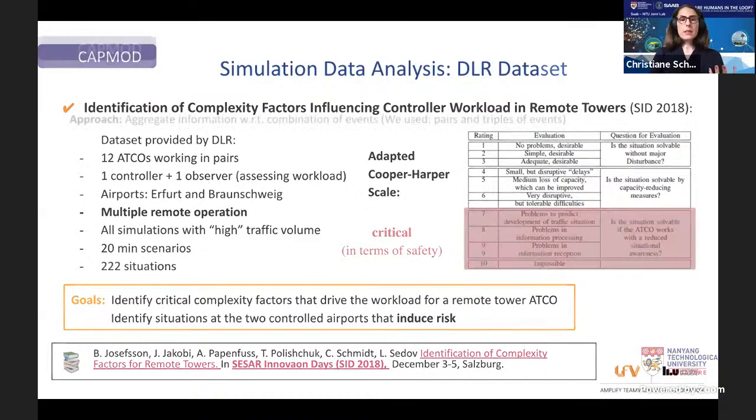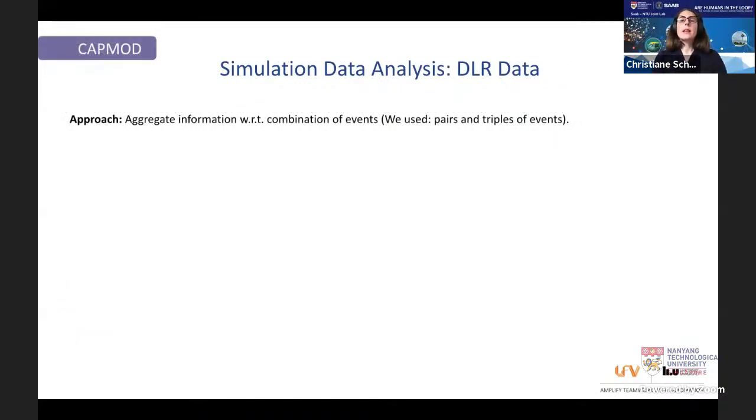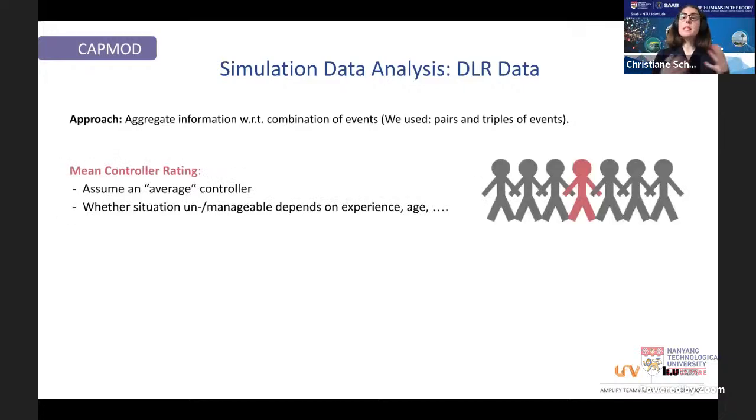So how do we go about that? Well, we aggregate our information. We look at pairs of events and later also at triples of events to see what happens at those 2 airports. Then to analyze that, we looked at 2 types of controllers. One is a mean controller rating. We assumed an average controller, and we say, okay, this is either manageable or unmanageable for our average controller. Of course, we know that whether a specific situation is actually manageable or unmanageable depends on various factors, on the experience of the controller, the age, various others, but that's the mean version of looking at that.